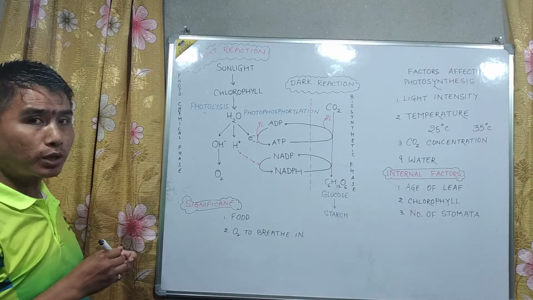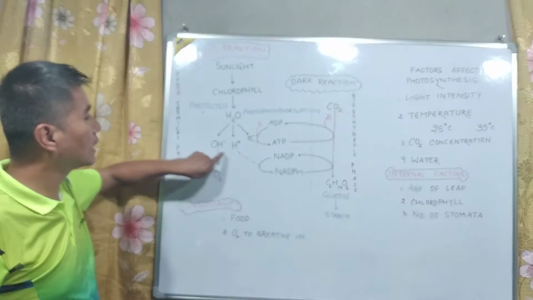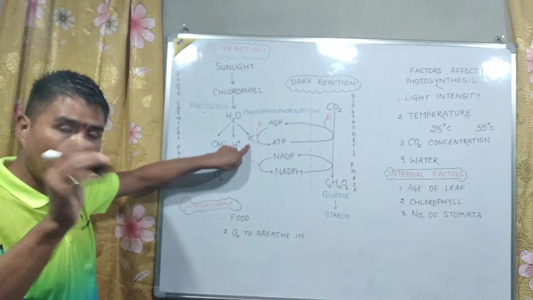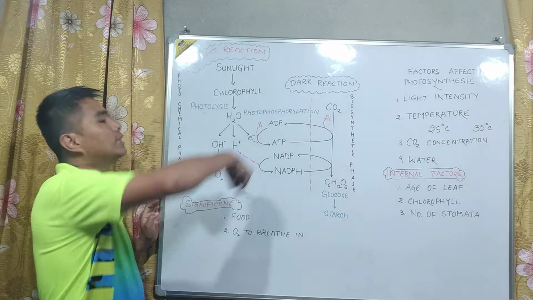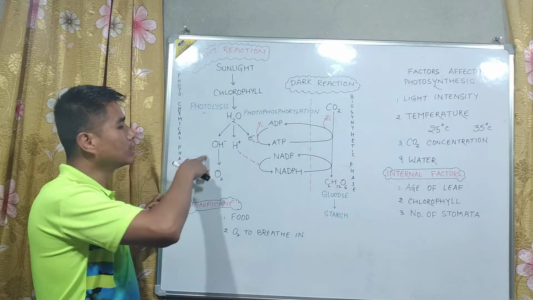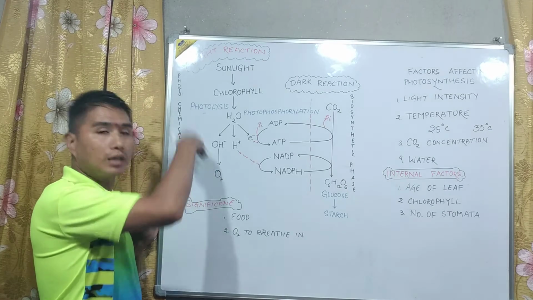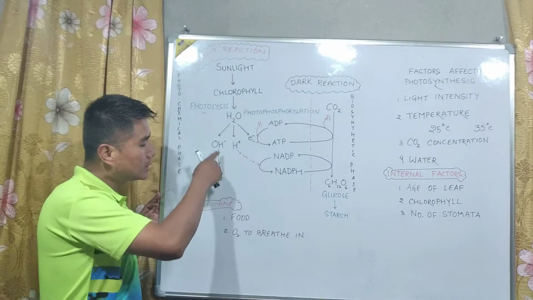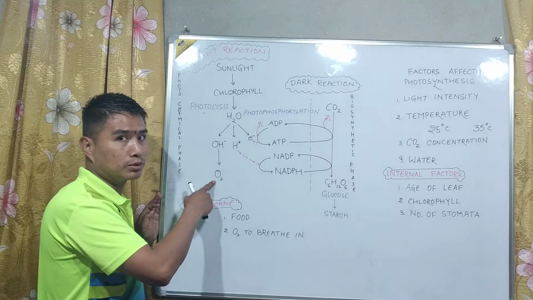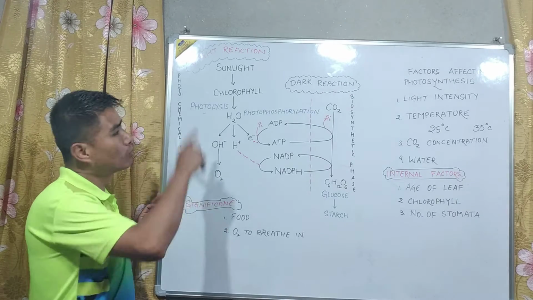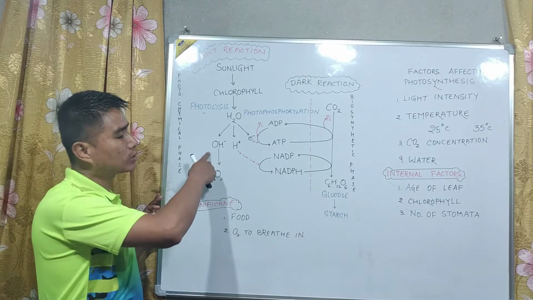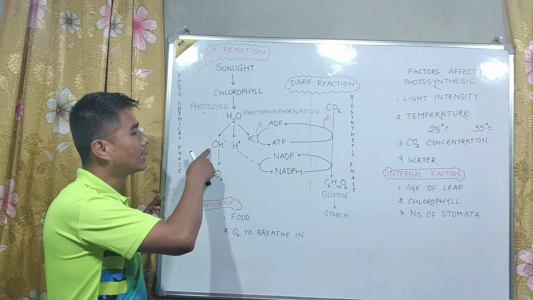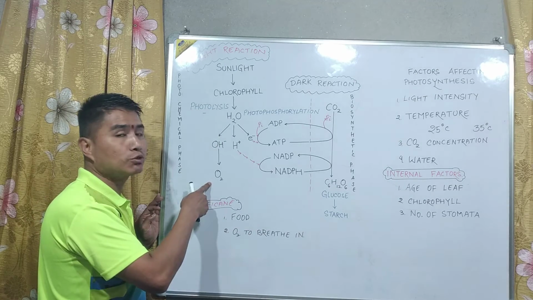Now, when water is broken down into hydroxyl ion, hydrogen ion, and electron, what will happen to them? A hydroxyl ion actually unites with another hydroxyl ion and forms water again, and in that process, oxygen gas is produced. But no need to write all those things. What you need to write is that water splits up into hydroxyl ion, hydrogen ion, and electron, and then hydroxyl ion later on gives oxygen.